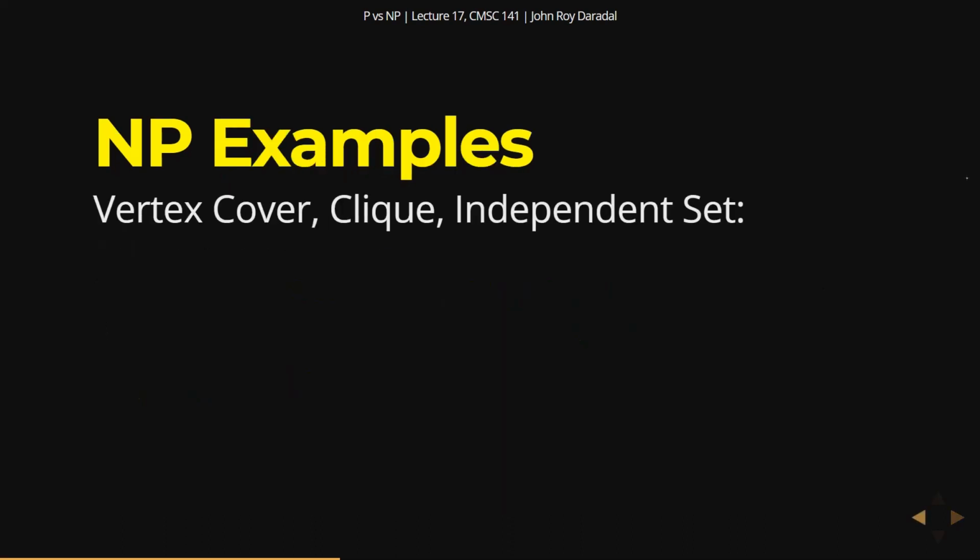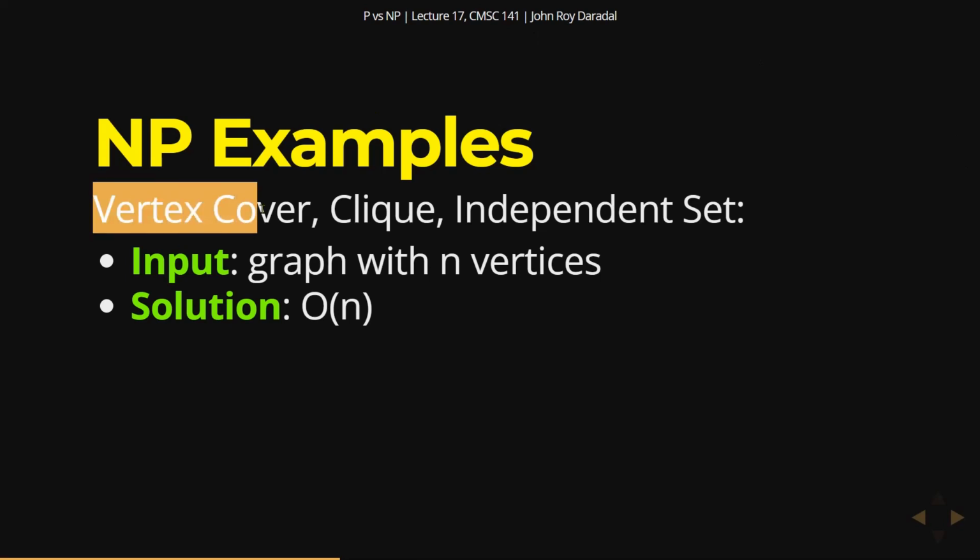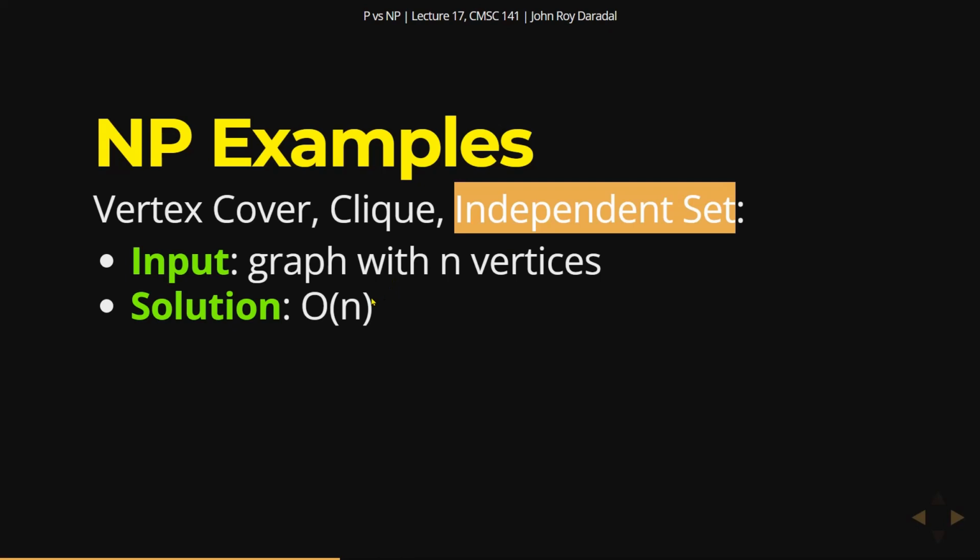Vertex cover, clique, and independent set are NP because they are given, as an input, a graph with n vertices, and the solution is O of n, right? In vertex cover, you're looking for the minimum number of vertices, so that's less than n. For clique, it's the largest number of vertices, and independent set also is the largest number of vertices. Here it's all connected, here none of them are connected. So those can range from 1 up to n. So those are all O of n, the solution.